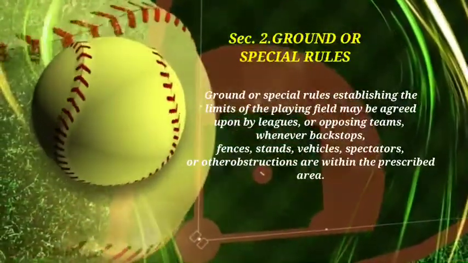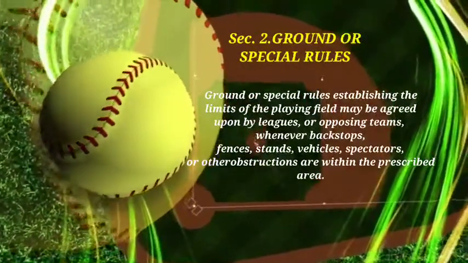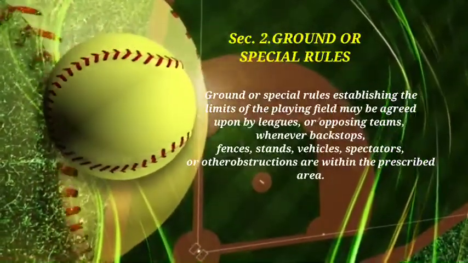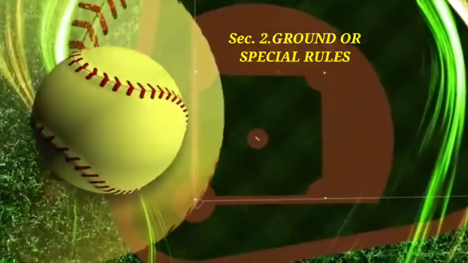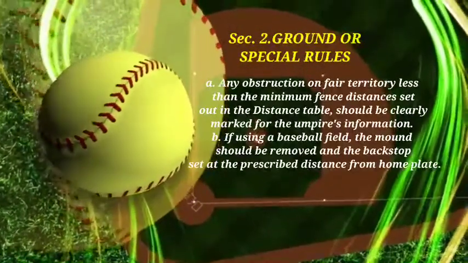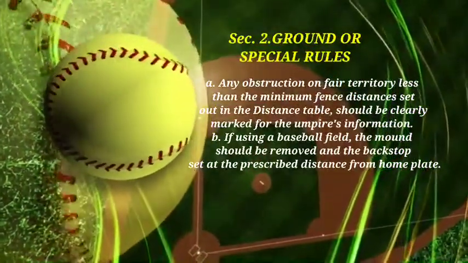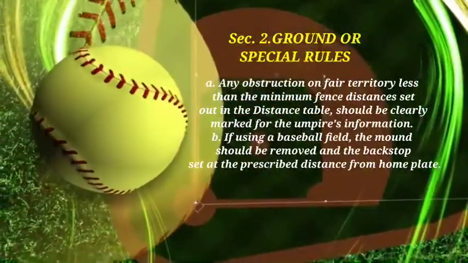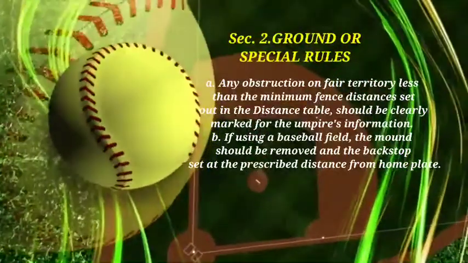Ground or special rules establishing the limits of the playing field may be agreed upon by the league or opposing teams whenever backstops, fences, stands, vehicles, spectators, or other obstructions are within the prescribed area. A. Any obstruction on fair territory less than the minimum fence distance set out in the distance table should be clearly marked for the umpire's information. B. If using a baseball field, the mound should be removed and the backstop set at the prescribed distance from home plate. Section 3.